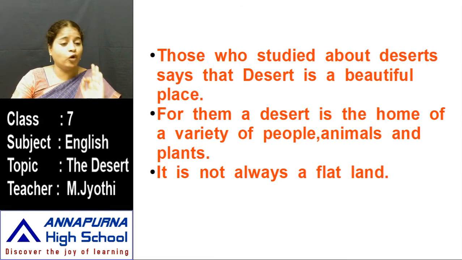For them desert is the home of a variety of people, animals and plants. Variety of people live there, animals live there, plants also live there. It is not always a flat land. Sometimes it moves. Okay, this is about desert. So people who studied about desert say that desert is a beautiful place, the home of a variety of people, animals and plants, and it is not always a flat land.